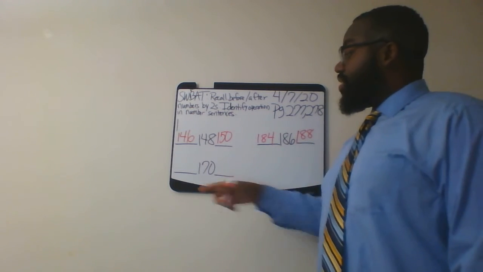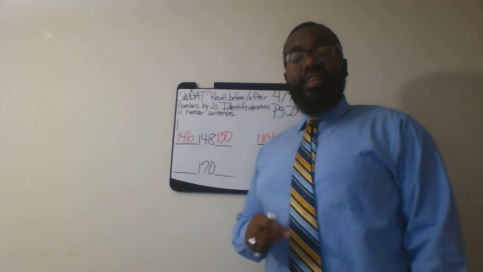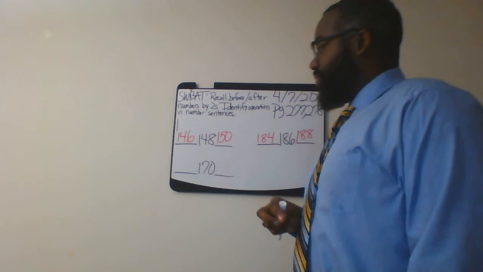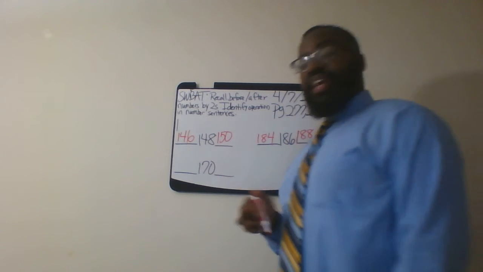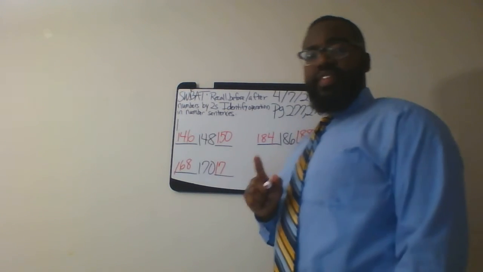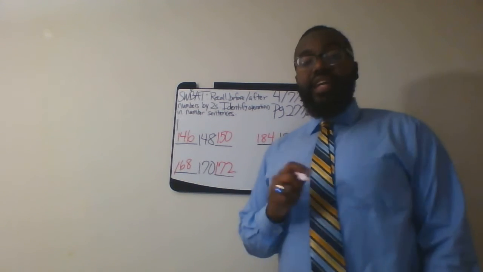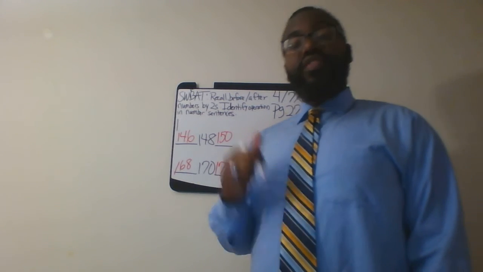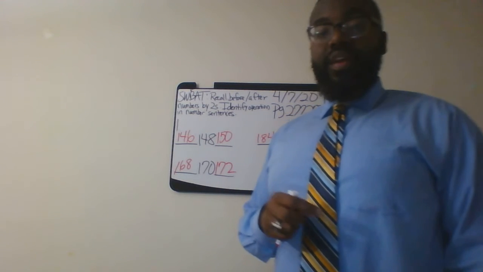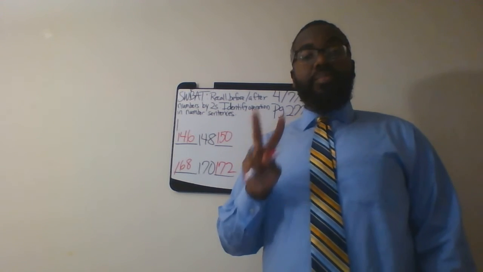We have 170. What comes before 170 by twos? 168. Great. 168, 170, 172. Good. 168, 170, 172. So that's how you solve number one. Those are a few examples from problem number one, recalling the before and after numbers by two.